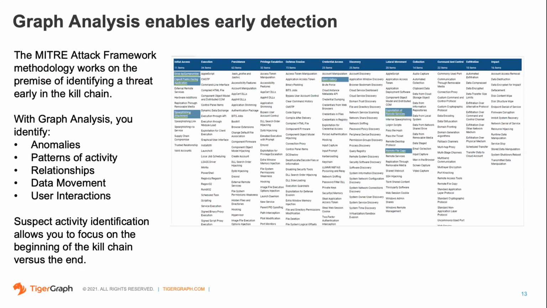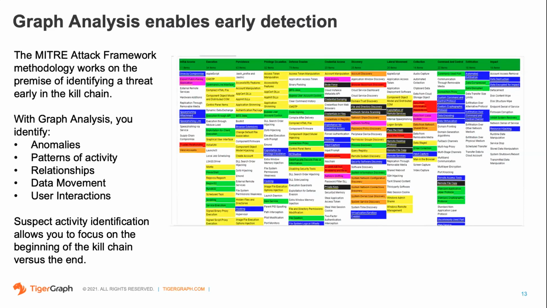There's no question. What we're going to help you do, through the graph analysis, is identify those anomalies, the patterns of activity, the relationships, the movement of data, your user interactions that are not normal actions. And with that, through the early detection capabilities of the MITRE ATT&CK Framework and what we can do with Graph, we're going to be able to help you identify the suspect activity and allow you to identify those threats and respond to them earlier in this process.